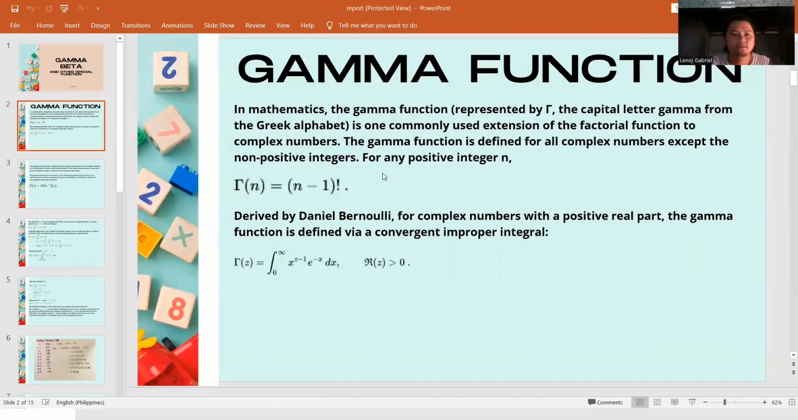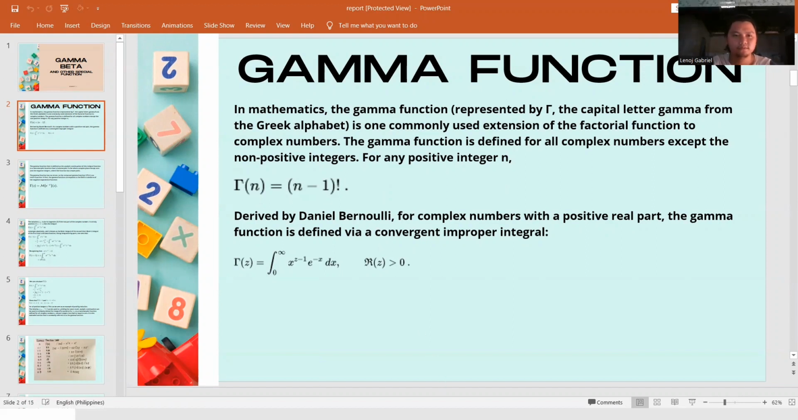Gamma function. In mathematics, the gamma function, represented by the capital letter gamma from the Greek alphabet, is one commonly used extension of the factorial function to complex numbers. The gamma function is defined for all complex numbers except the non-positive integers. For any positive integer n, we have a formula: gamma of n equals n minus 1 factorial.